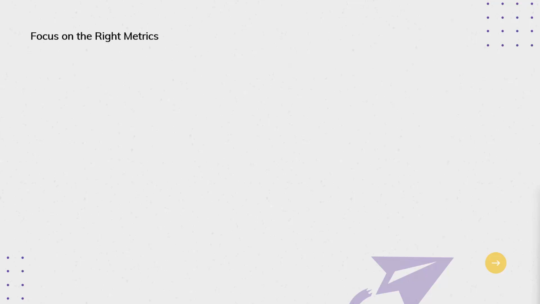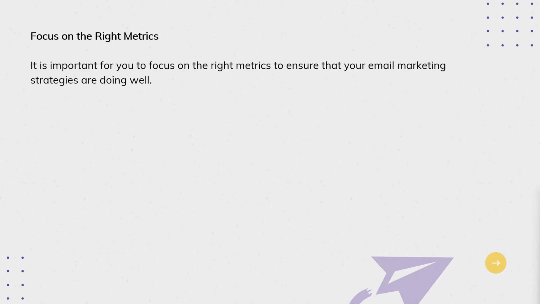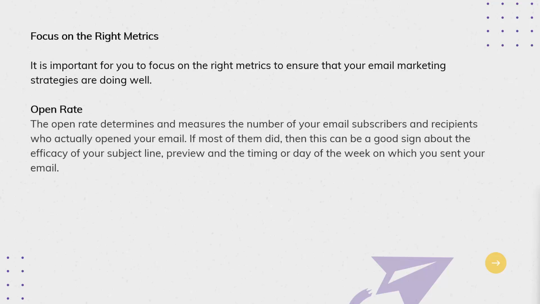Focus on the right metrics. It is important for you to focus on the right metrics to ensure that your email marketing strategies are doing well. Open rate. The open rate determines and measures the number of your email subscribers and recipients who actually opened your email. If most of them did, then this can be a good sign about the efficacy of your subject line, preview, and the timing or day of the week on which you sent your email.